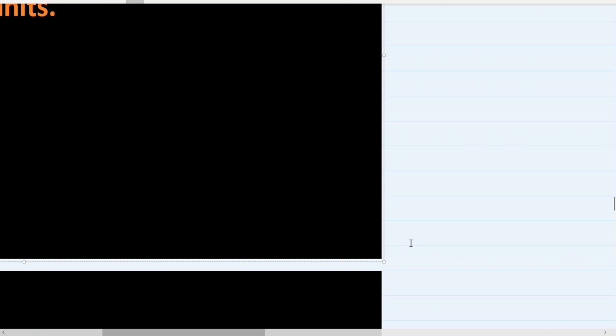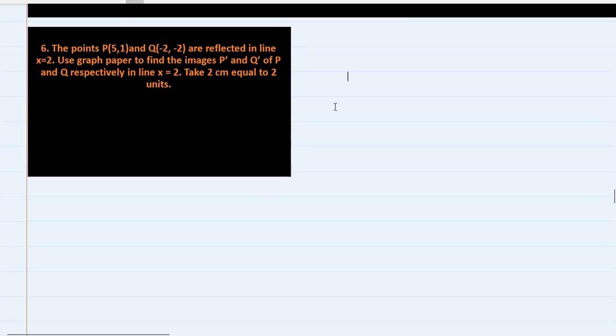I have to zoom out a bit. The points P (5, 1) and Q (-2, 2) are reflected in the line x = 2. Use the graph paper to find the images P dash and Q dash of P and Q respectively in the line x = 2. Take 2 centimeters equal to 2 units on your graph paper.